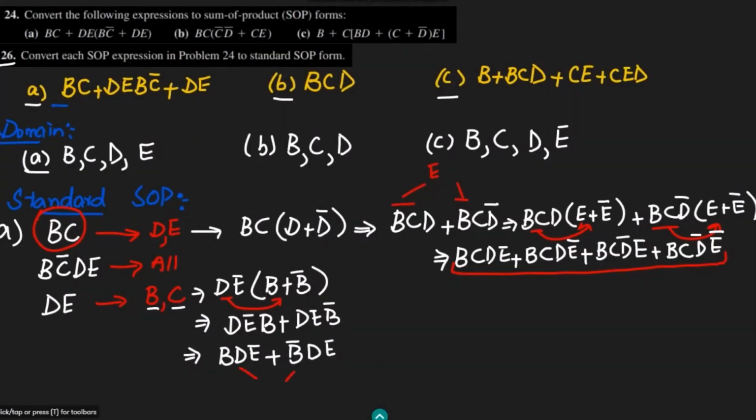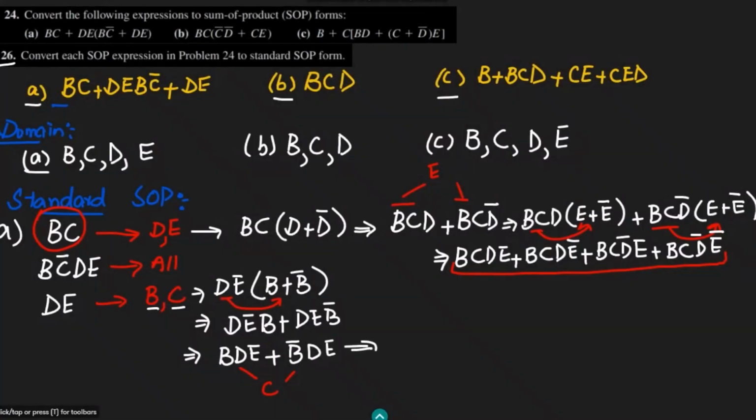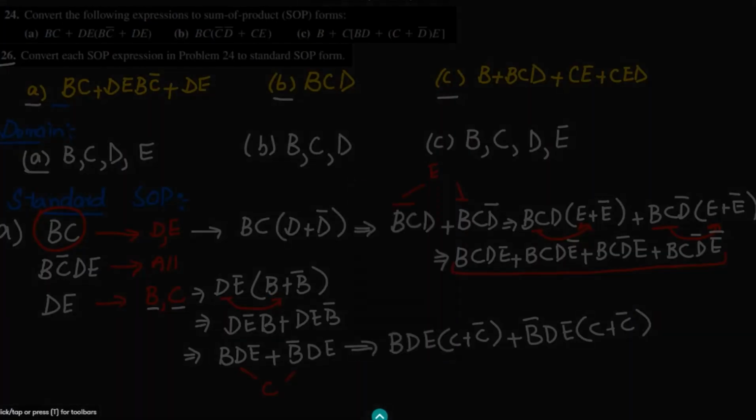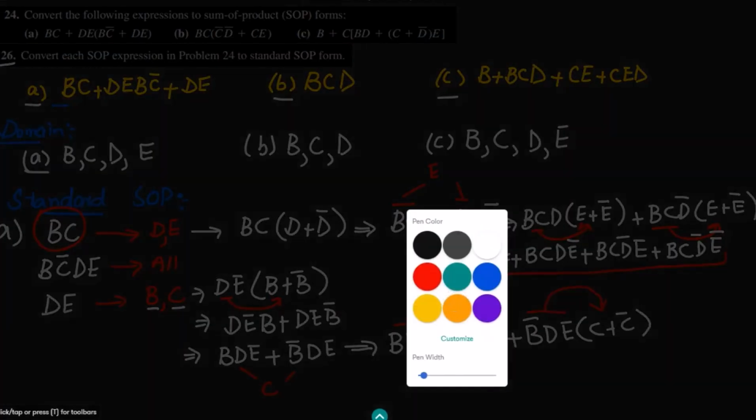Now we can see the deficiency of C here. So let me multiply C plus C prime with both of these terms. What will I get? I will get B D E times C plus C prime, plus B prime D E times C plus C prime. So now also taking it and multiplying it with all the terms here, what will I get?